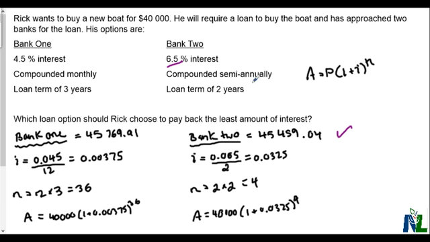And as always, less compounding periods is always better when we're paying back a loan. If we're actually going for an investment, then we'd like to look at more compounding periods. But because this is a loan, we want less compounding periods and a shorter time to pay it back.